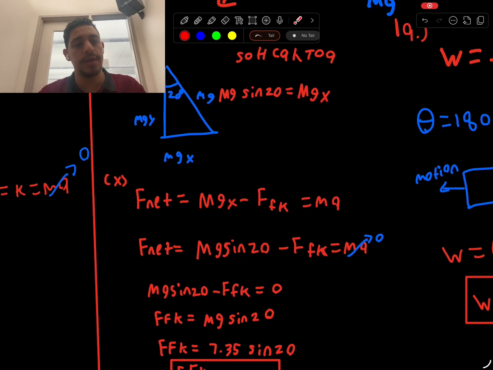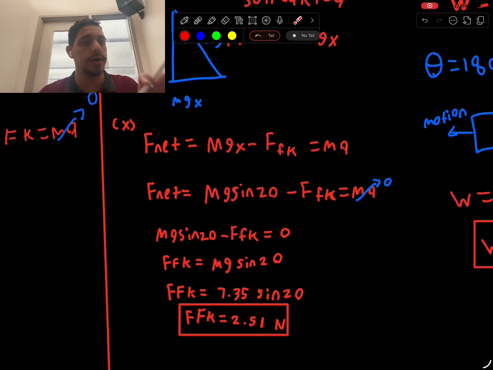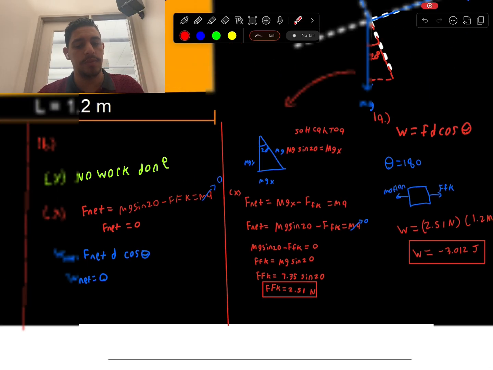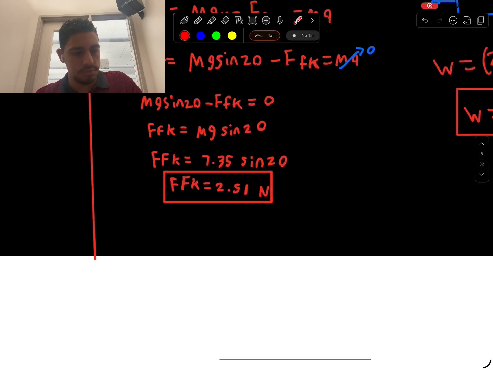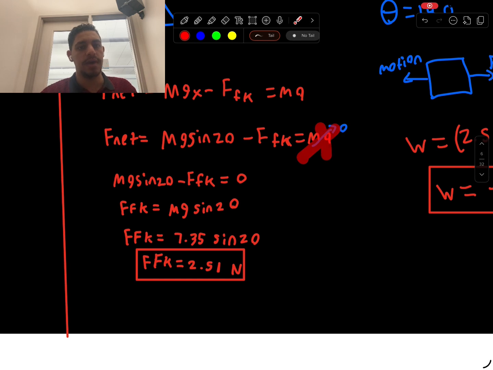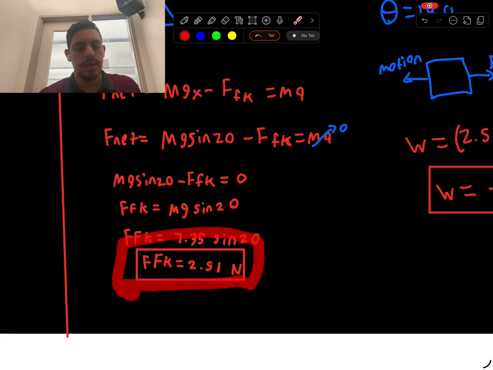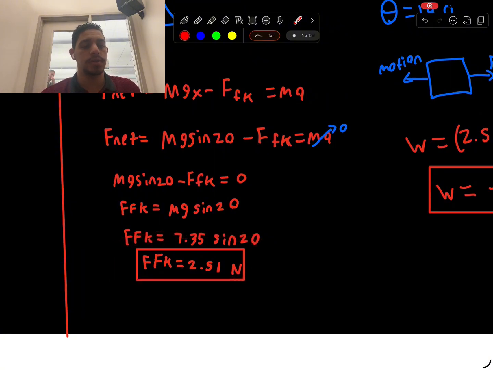So what we get is, it's not accelerating. We were told it's in constant velocity. Remember, uniform velocity means no acceleration is occurring. So we can just completely remove ma, it becomes 0. So what we get is our force of friction in the end. When we solve for it, we get our force of friction is equal to 2.51 newtons.